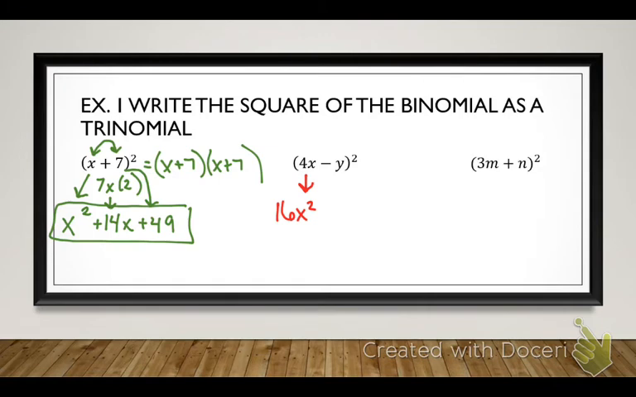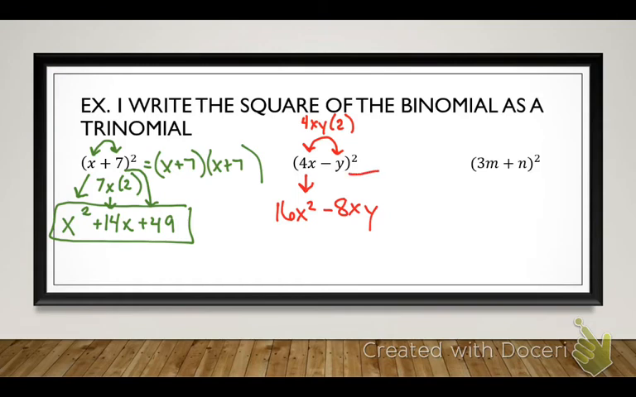Now you're going to multiply the two terms together. What's 4x times y? You're just going to put them together. 4xy. So when I multiply those together, I get 4xy, but then I double it. So what's 4 times 2? Minus 8xy. So I multiply the two terms together, and then I double the number. So 4 times 2 is 8.